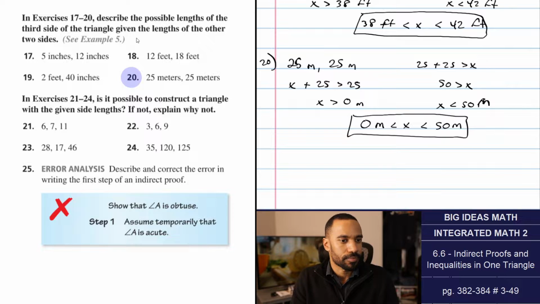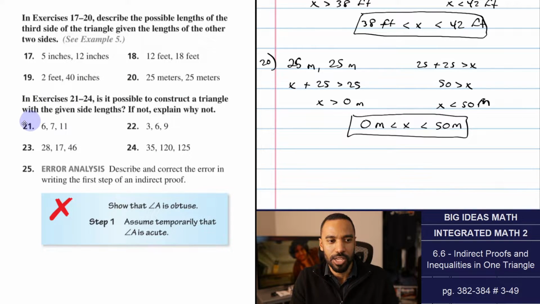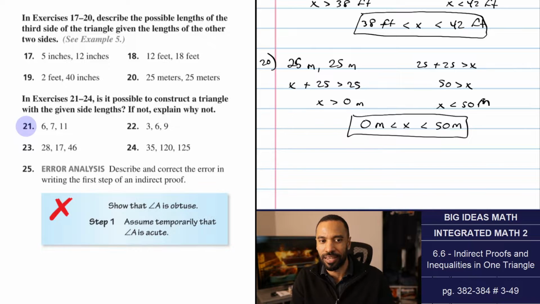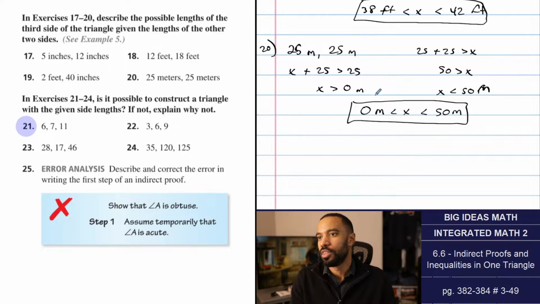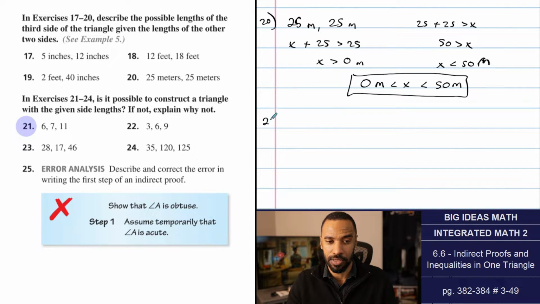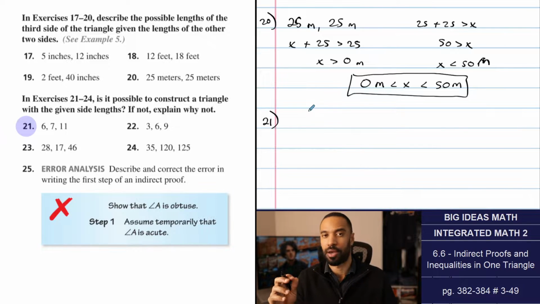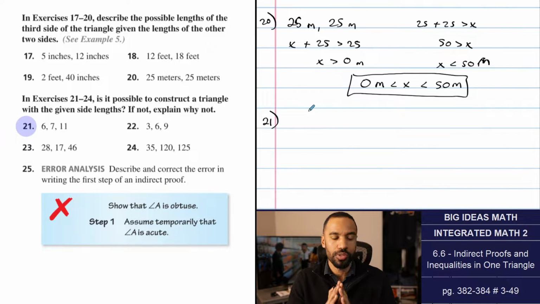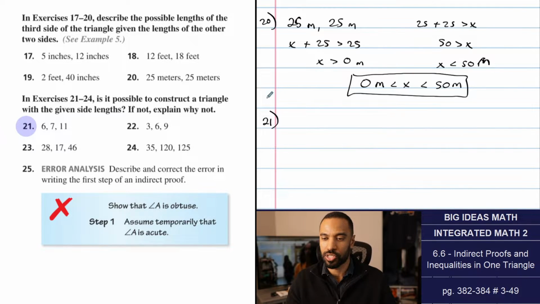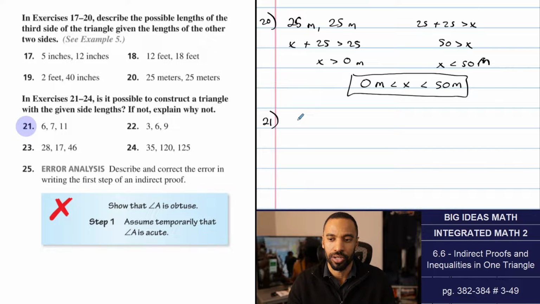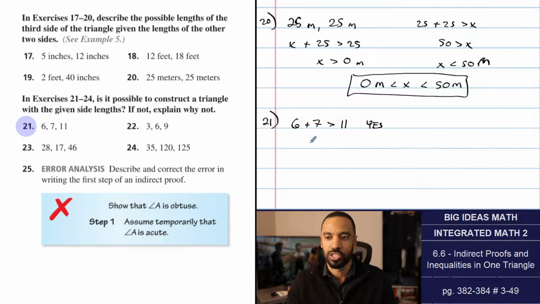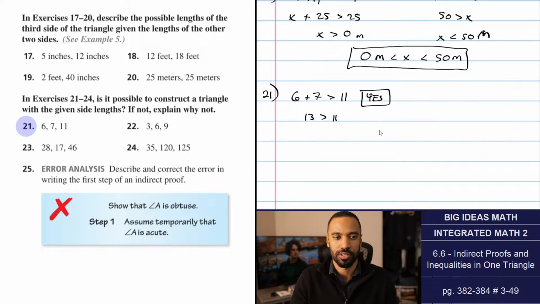All right. In 21 through 24, is it possible to construct a triangle with the given side lengths? If not, explain why not. The only test we have to check in any of these that I can think of is to check the two smallest sides and add them up. If they are greater than the third side, the longest side, then you're good. 6 plus 7 is greater than 11. So yes. 13 is greater than 11, so yes.